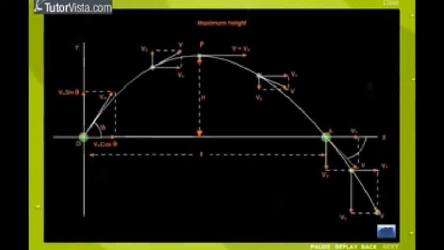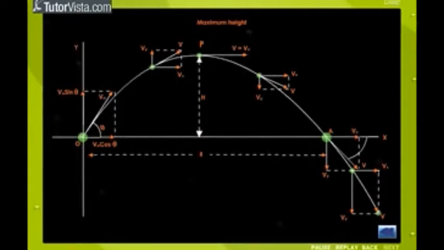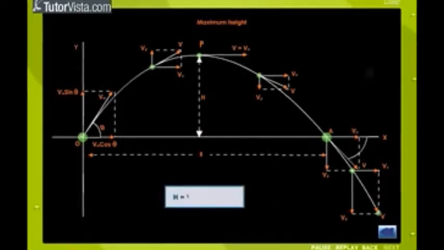Maximum height. Maximum height is the maximum value of the vertical distance attained by a projectile above the horizontal plane to the point of projection. In the figure, P is the point of maximum height. H is equal to v0 square sin square theta by 2g.